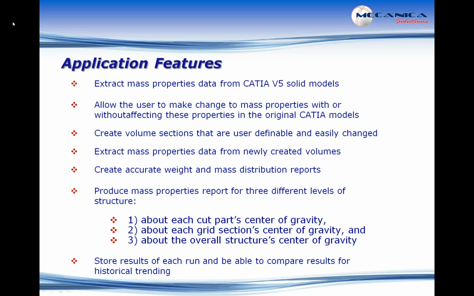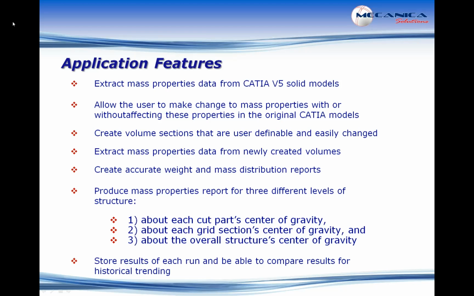We extract mass properties data from CATIA V5 solid models. We allow the user to make changes to mass properties with or without affecting these properties in the original CATIA models. So for example, when we do an analysis, our software indicates the densities and their values for each of the parts that we're analyzing. You're also free to make changes to those densities, and you can apply those back to the CATIA V5 part or choose to simply apply that change for the current run of the analysis and then disregard it upon the next analysis.